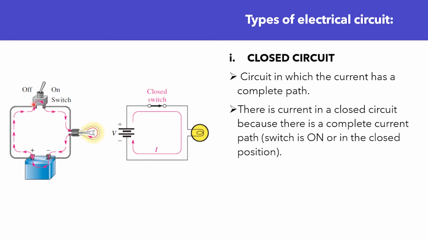When we turn on the switch, we can say that the switch is in the closed position. So, referring to this schematic, we have a complete path. So, the current can flow in this circuit. Okay, what will happen when we turn off the switch?